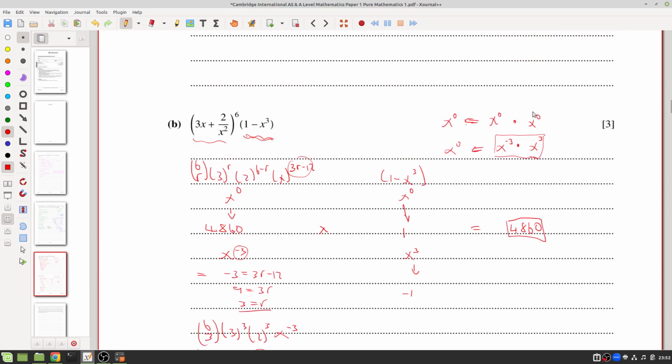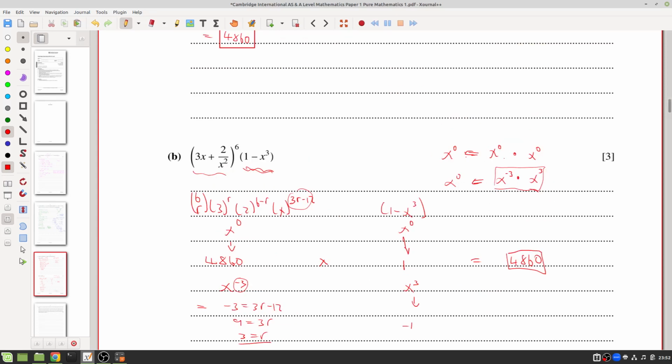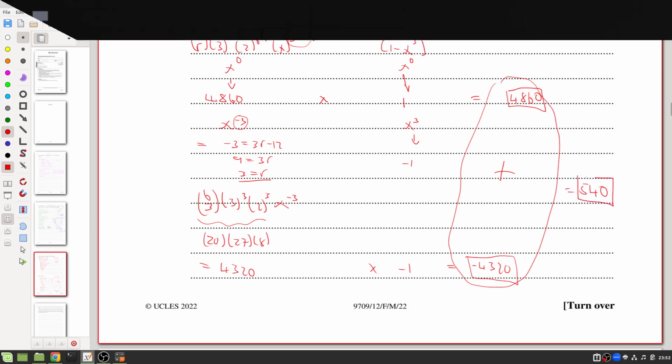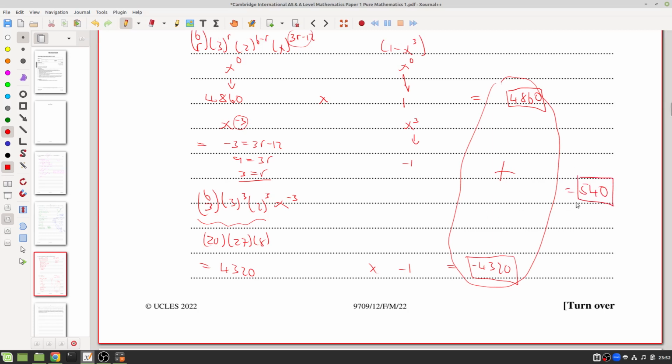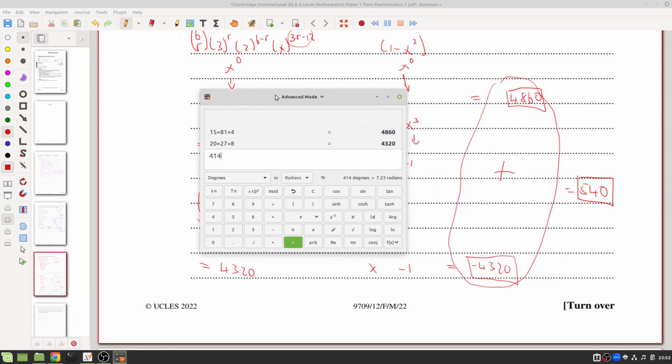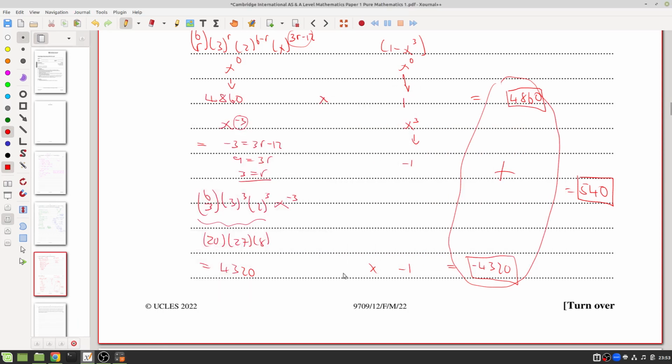And now we just need to add these together, right? So it's either this times this, or it's this times this. So we add those together. So if we plus those two, what does that give us? 4,860 minus 4,320. That's 540. And there is our answer. 540. Oh, let me just make sure. So 4,860 minus 4,320, 540. Correct.